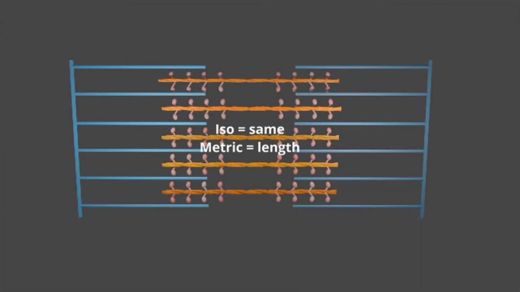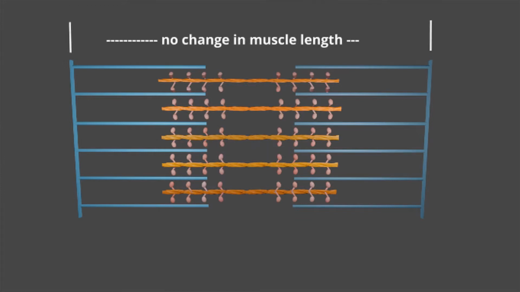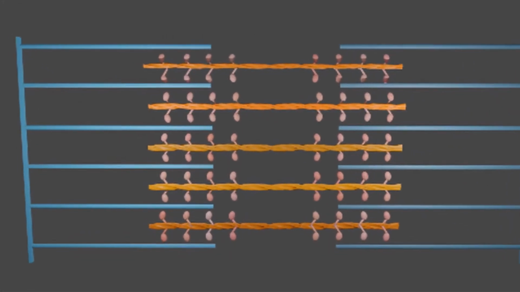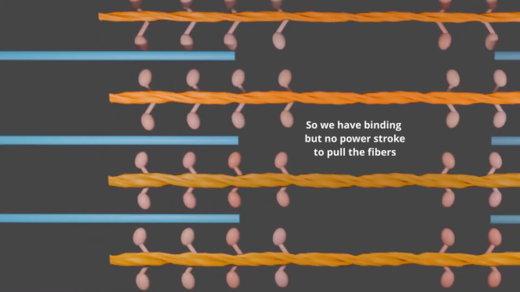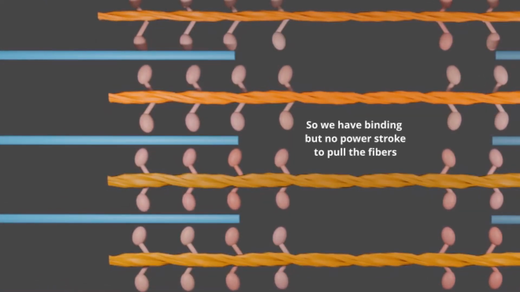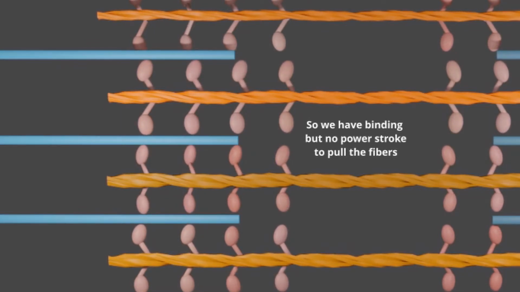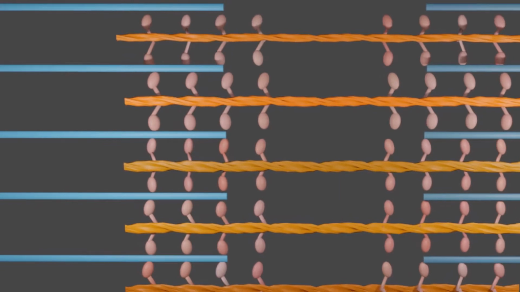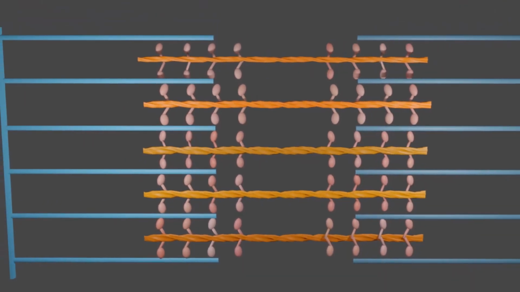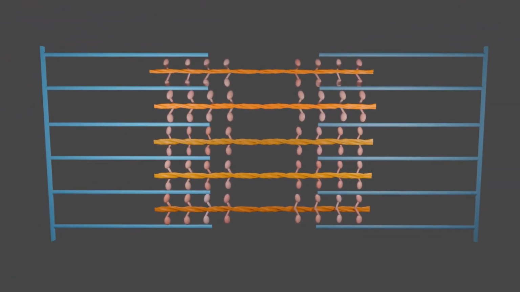With an isometric muscle contraction, we have no change in length of the actual muscle. Since the muscle is not changing in length, there's no motion occurring at the joint. In order for muscle to be able to maintain its static length, we need to have binding between the myosin and actin fibers. However, no power stroke happens, which would cause shortening of the muscle. Isometric muscle contractions are very useful to provide stability around a joint or to protect a joint.